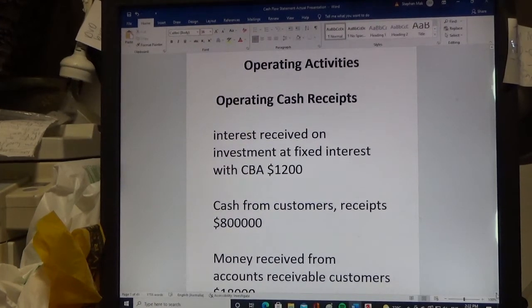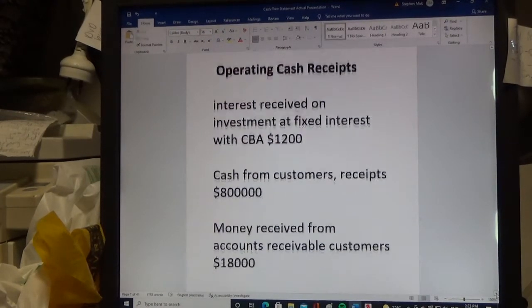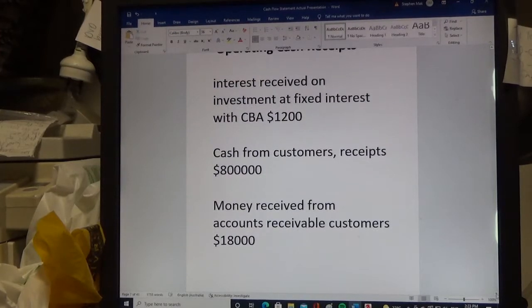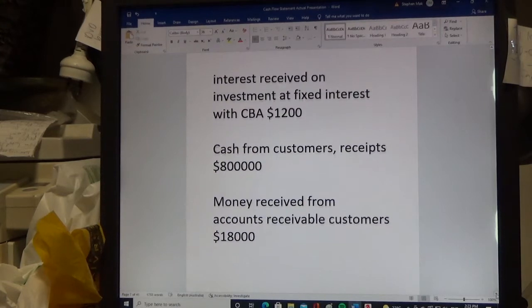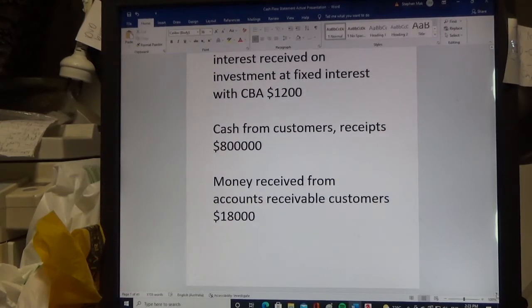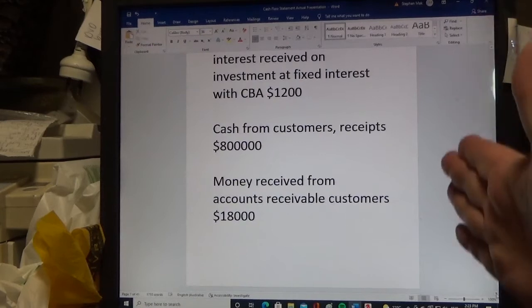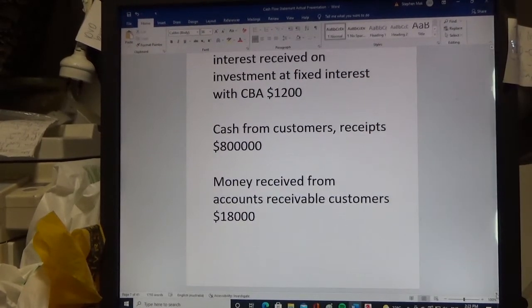One example of cash receipts is interest received on a fixed investment with CommBank, $1,200. Interest rates are quite low at the moment around the world. Cash receipts from customers, $800,000 for buying the products. You can do this on Excel, obviously, to make it nicely structured with rows and columns, but I wanted to put this in large font on Word.